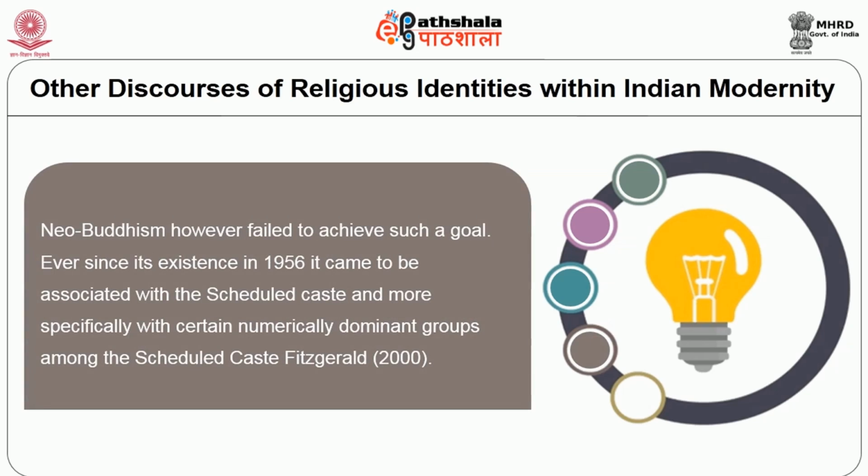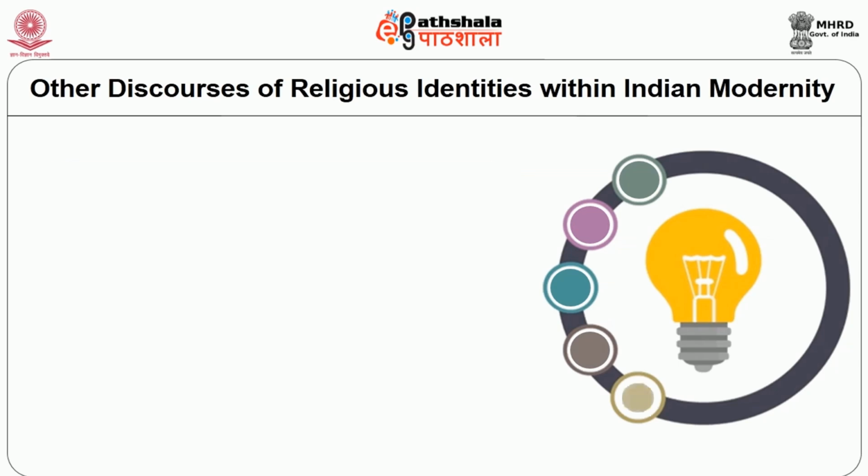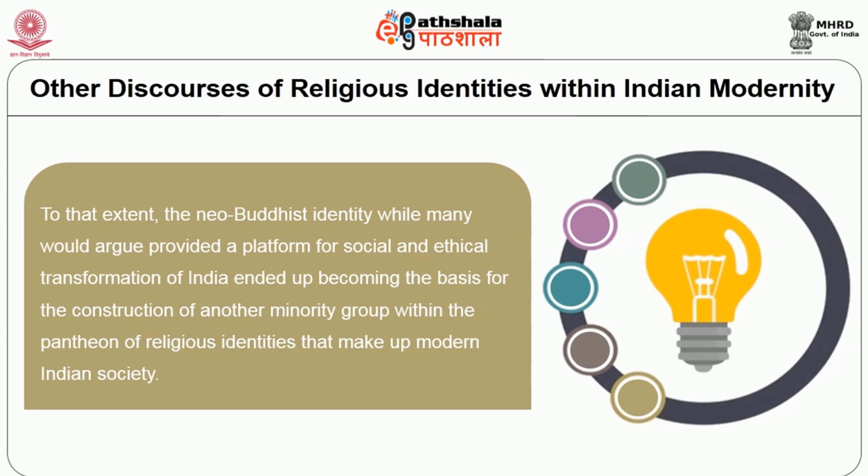Neo-Buddhists, however, failed to achieve this goal. Ever since its existence in 1956, it came to be associated with the scheduled castes and more specifically with certain numerically dominant groups among the scheduled castes. To that extent, the neo-Buddhist identity, while many would argue it provided a platform for social and ethical transformation of India, ended up becoming the basis for the construction of another minority group within the pantheon of religious identities that make up Indian society.